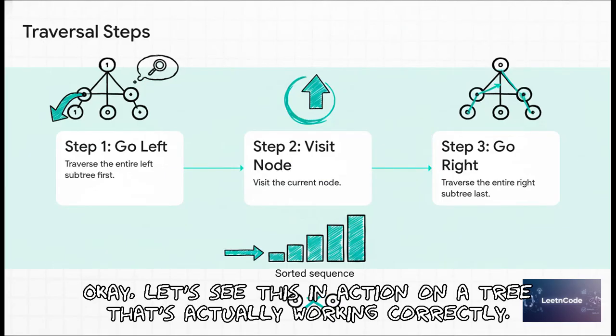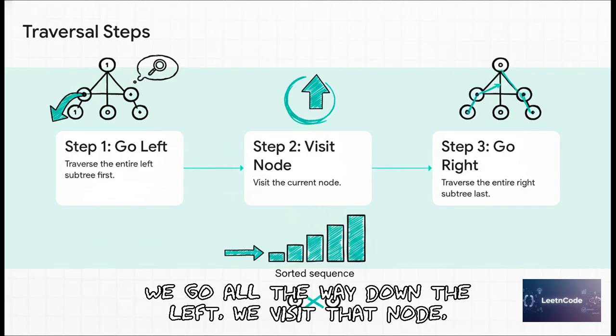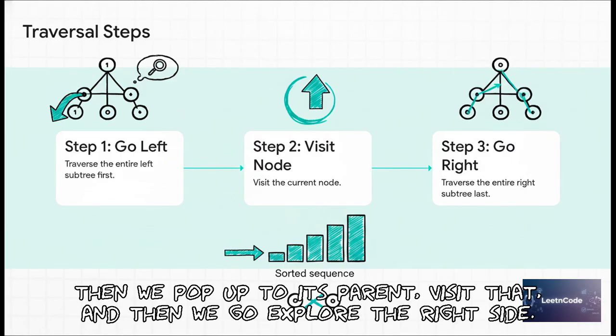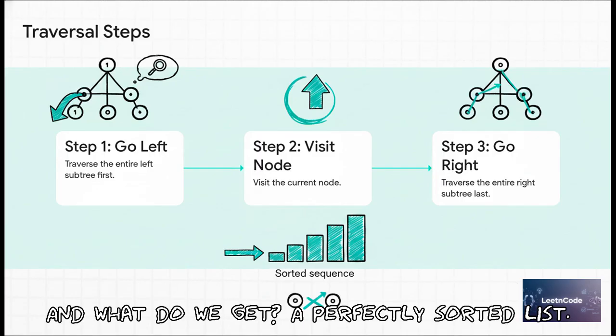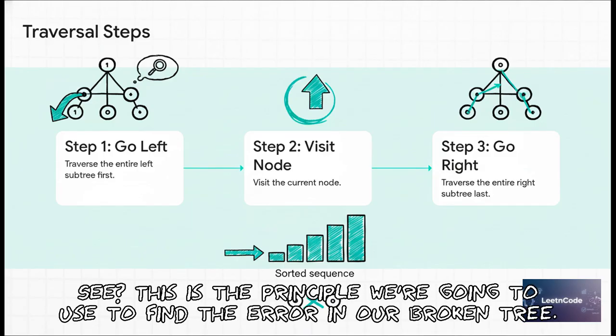Okay, let's see this in action on a tree that's actually working correctly. We go all the way down the left, we visit that node, then we pop up to its parent, visit that, and then we go explore the right side. And what do we get? A perfectly sorted list. See? This is the principle we're going to use to find the error in our broken tree.